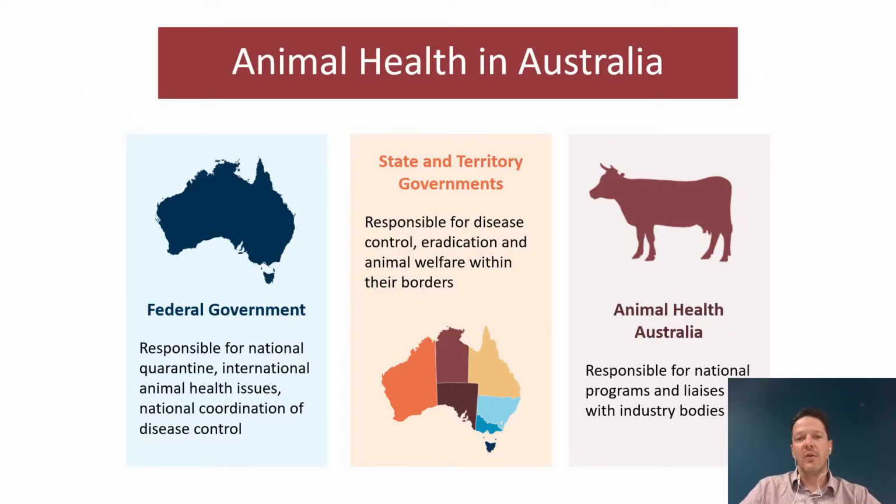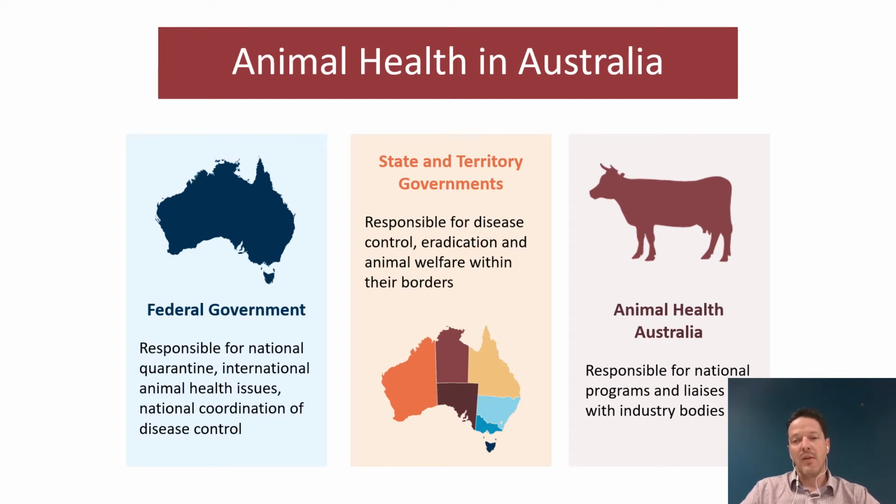So a brief slide about the animal health system in Australia because it is a little bit different. Australia is a federalised system of government. So our federal government, where I work, is responsible for national quarantine, international animal health issues, including liaison with FAO and OIE, and also the national coordination of disease surveillance and control initiatives amongst our state and territory governments. The state and territory governments are responsible for disease control and eradication within their jurisdictional borders.